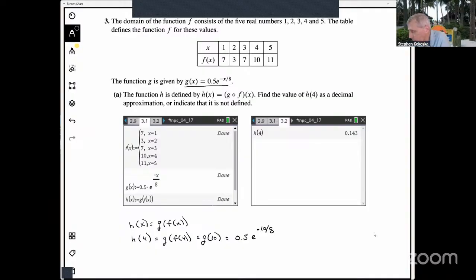So we have this new function, and it always seems like in the free response portion of the exam that there's a question about a composition. I think that students should understand that notation. This is part of notational fluency, and they should know that the function h of x, the way that it's defined, means g of f of x. So the very first thing I want to do is simply find the value of h of 4 as a decimal approximation or indicate that it's not defined.